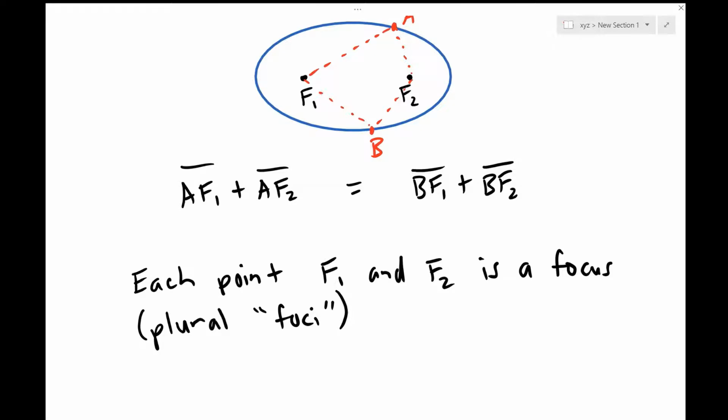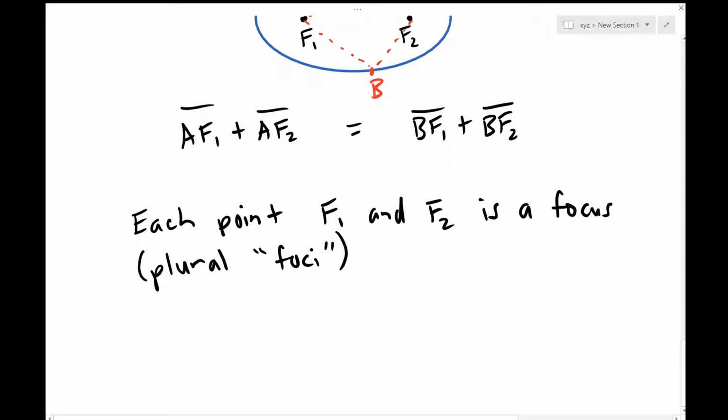Okay, so again, circles are just special types of ellipses. In fact, if F1 and F2 are the same point, then what we have is a perfect circle.